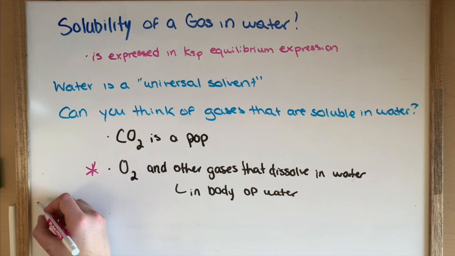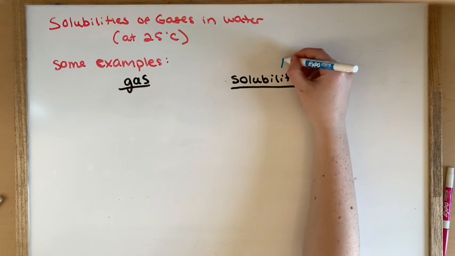If you think back to the fall semester when we spoke about polarity, oxygen is a non-polar molecule, so it doesn't actually dissolve in water, but with an alteration in the pressure and temperature, it is able to be forced to dissolve or be soluble in water.